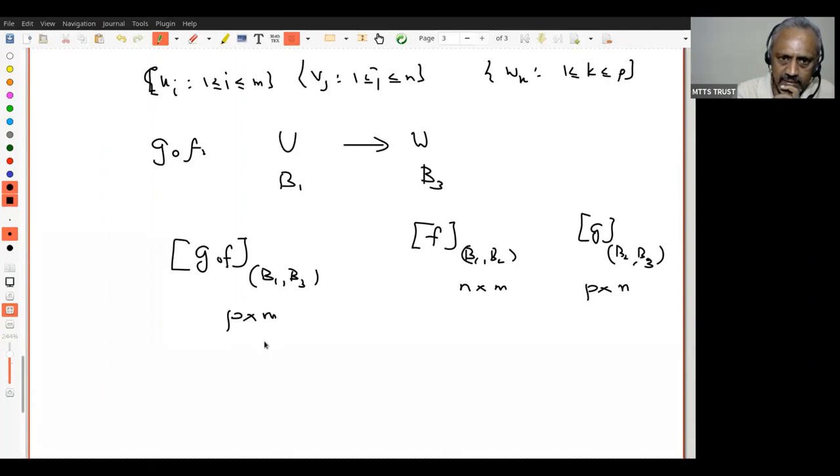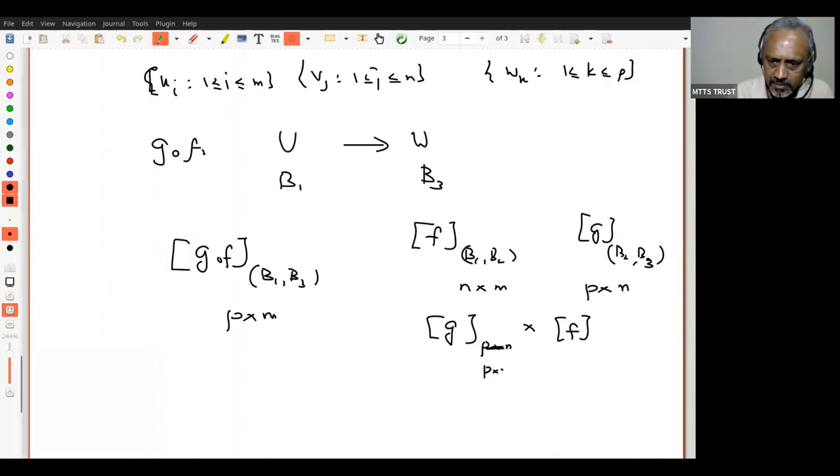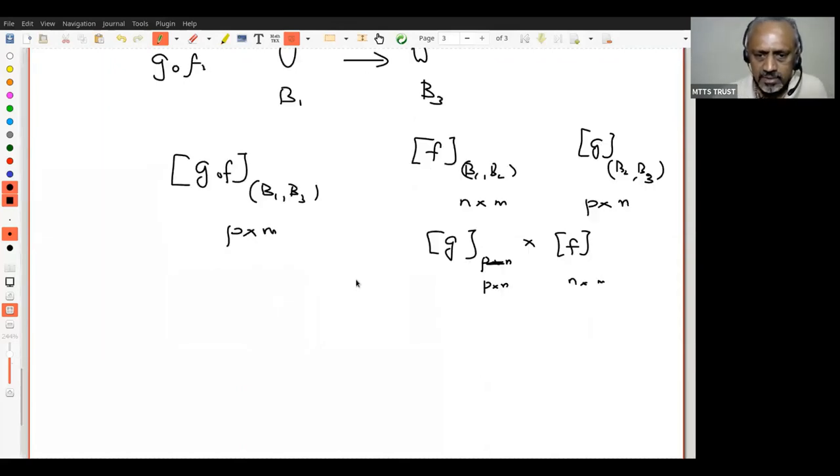Notice that this is a composite. Now I have two matrices. One is P cross N, another is N cross M. So it is very tempting to say this: multiply this matrix of G, and the matrix of F. I don't want to write B1, B2, B2, B3, B1, B3, etc. If our ideas are clear, this is P cross N, this is N cross M. Therefore, I should get P cross M. So I would like to know whether these are equal.